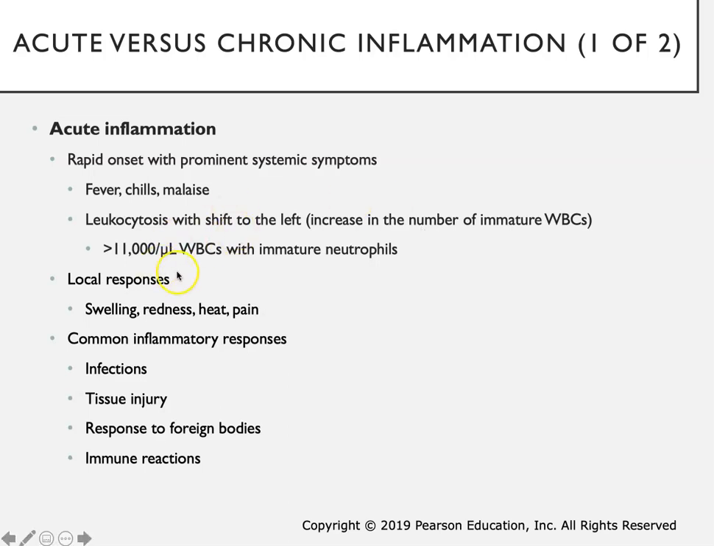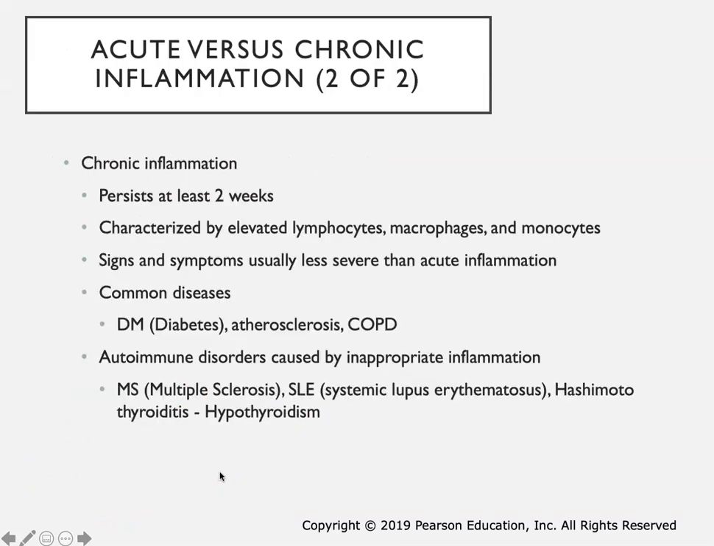Okay, local responses that you'll see: swelling, redness, heat, pain. Those are all acute inflammatory responses. What causes these things? Infections, tissue injury. If you have some injury, you have inflammation, redness, swelling. Also response to foreign bodies entering the body, and immune reactions in general, okay?